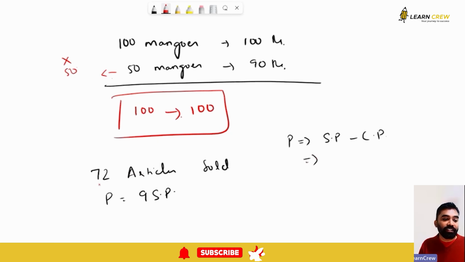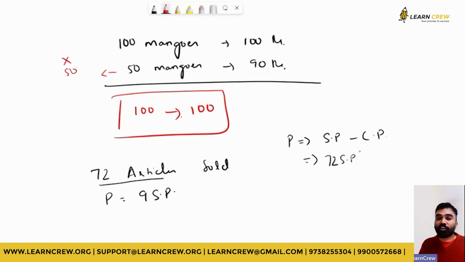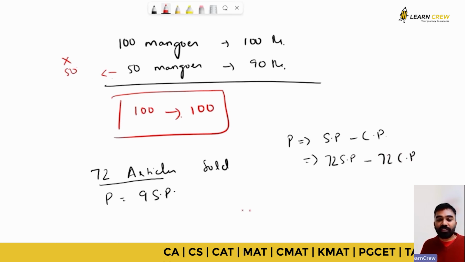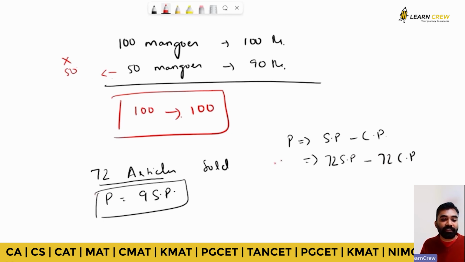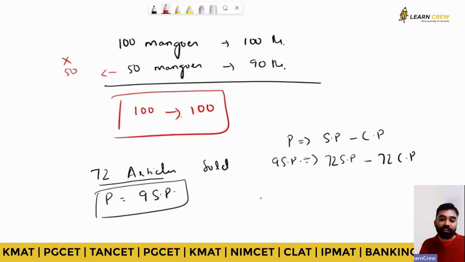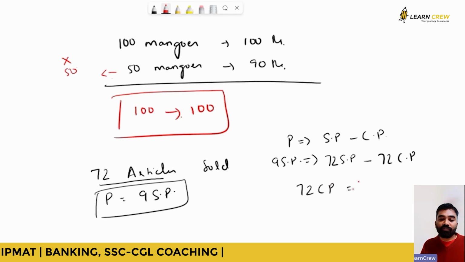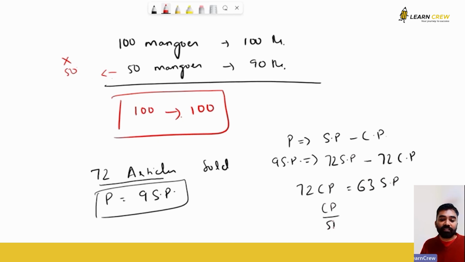Here they are telling 72 articles sold means 72 selling price. Obviously you should have got as many, 72 only, and only then can you sell 72. So 72 cost price, and profit is nothing but 9 selling price. Now can you simplify it? It becomes 72 cost price equal to 63 selling price. So cost price by selling price equals 63 by 72. So cost price is 63, selling price is 72.